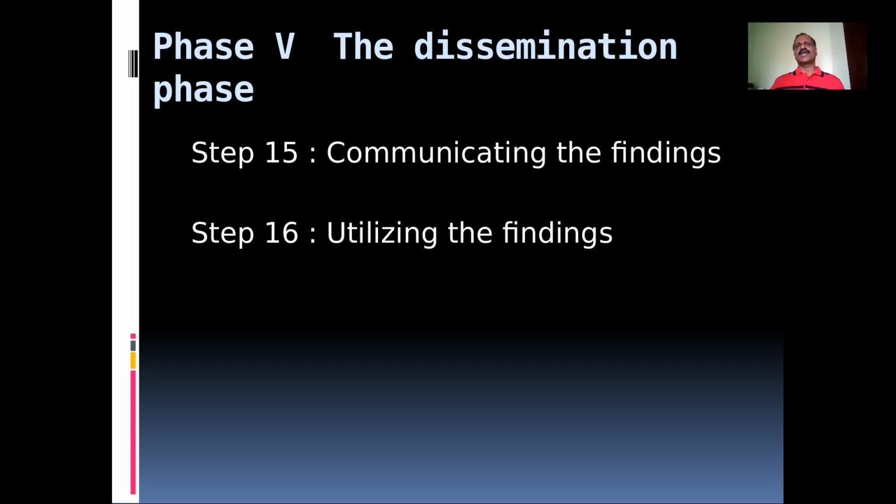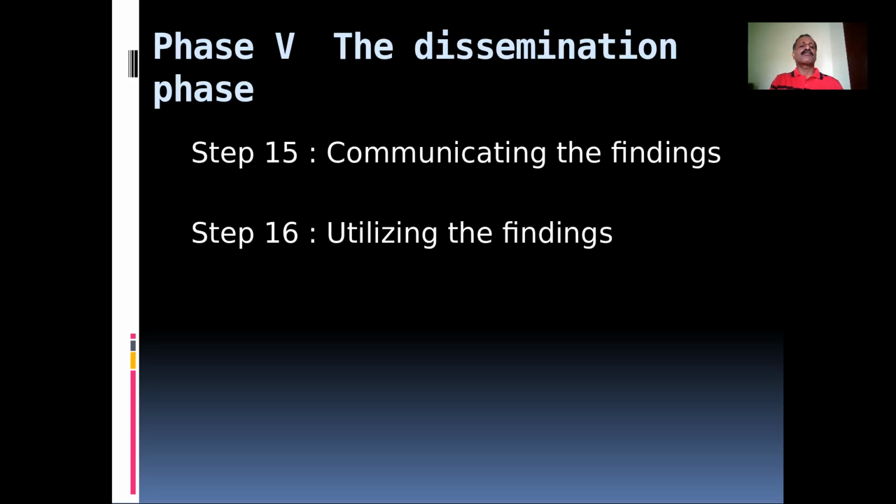This is communicating: write down the findings. There is an accepted, standard style for writing a research report. Naturally, all the UG, PG, PhD, and postdoctoral students have to submit a thesis. This is one way of communicating the findings. And after that, you have to write research articles in the numerous scientific journals that are present.